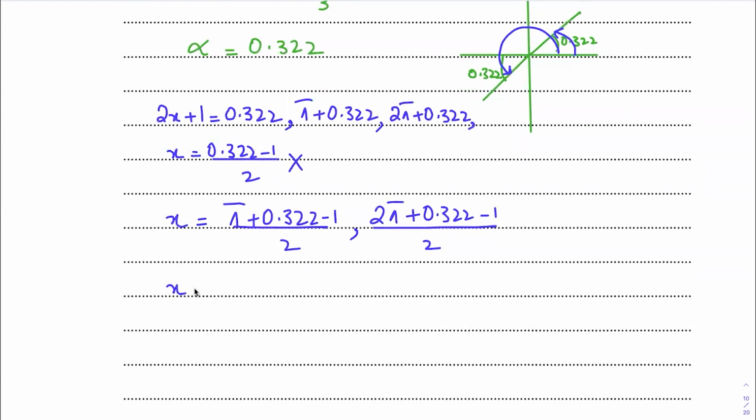Substituting these values in the calculator, we get x is equal to 1.232, comma 2.80. As we have to give our answer in three significant figures, the final answer will be x is equal to 1.23 and 2.80.